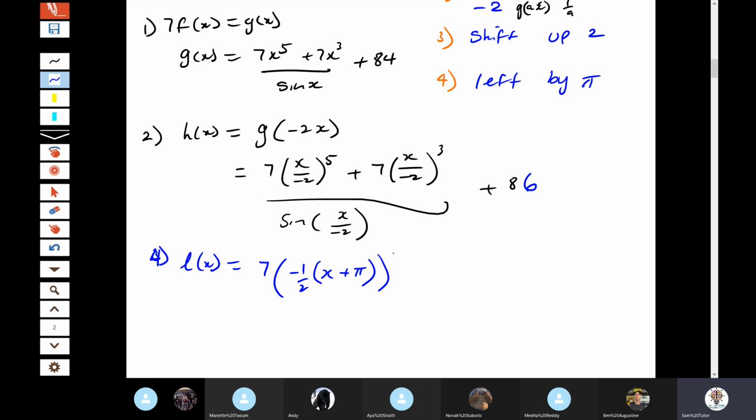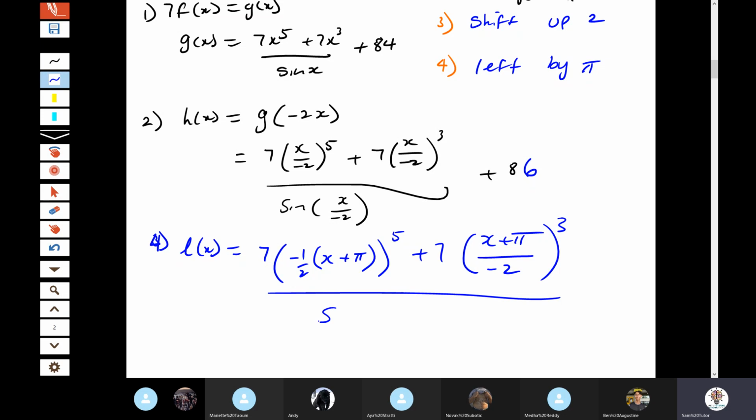So yeah, that whole thing's to the power of 5 plus 7, and then I'll write this the proper way. But I was just saying it's not good enough to just think, oh yeah, I can replace x for x plus pi, because I'm sure I can give you a few trig ones that just don't work like that. So you've got to be careful with that. Over sine of x plus pi on negative 2, plus 86. We're happy? We get this topic? You think so? I hope so.